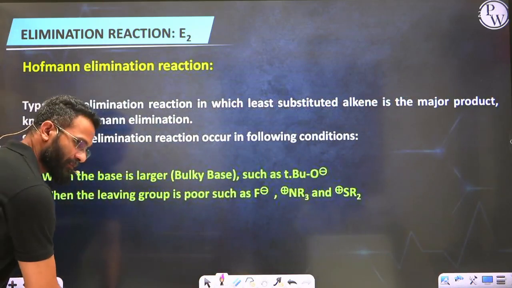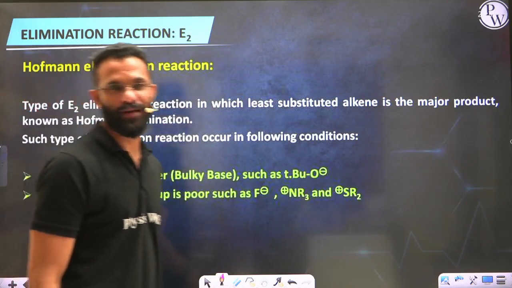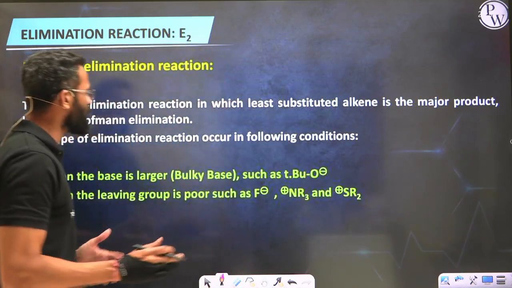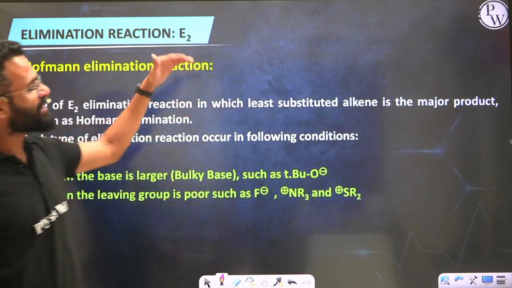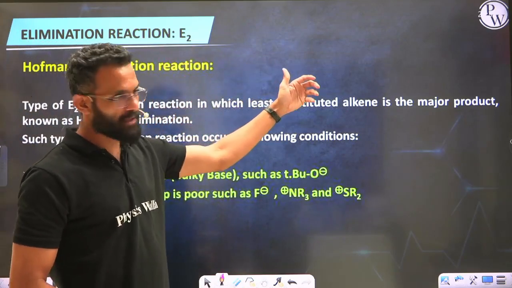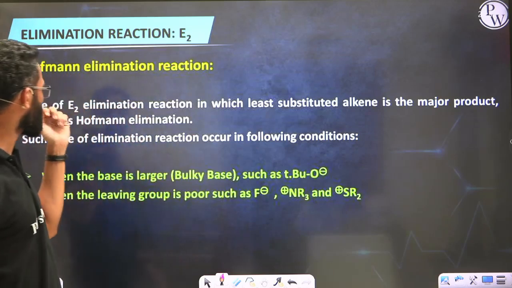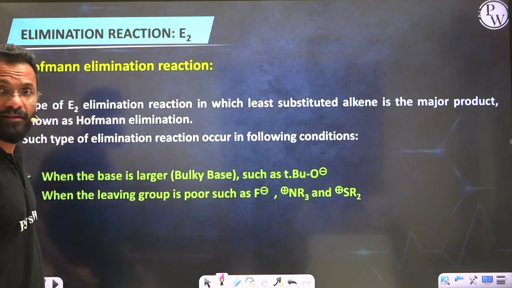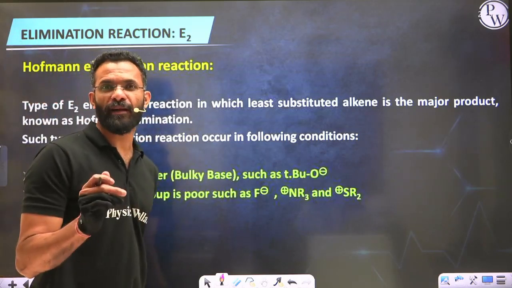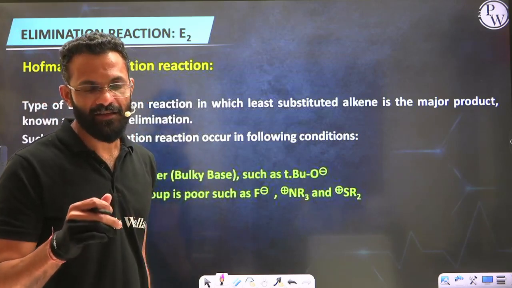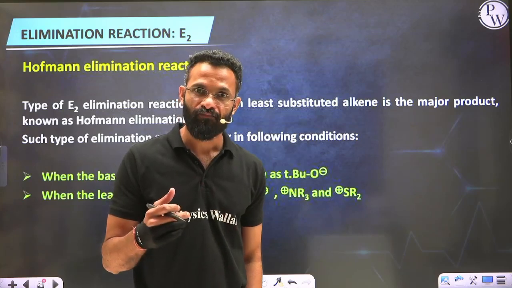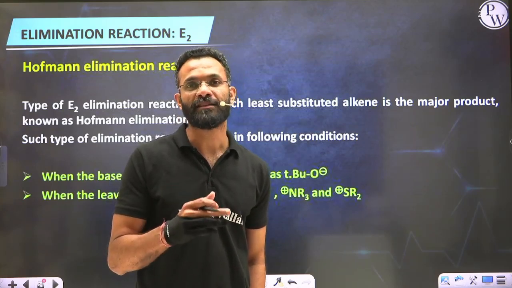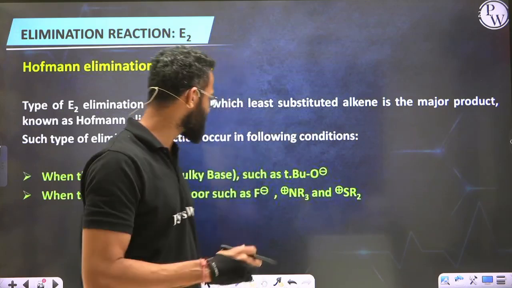Okay, everyone, here we go with the Hofmann elimination product. Well, we know the fact. What is the Hofmann elimination product? A type of E2 elimination reaction in which the less substituted alkene is obtained as the major product. We call it the Hofmann elimination product. Remember, for such a Hofmann elimination product to be obtained as the major product, there are some requirements in the substrate.